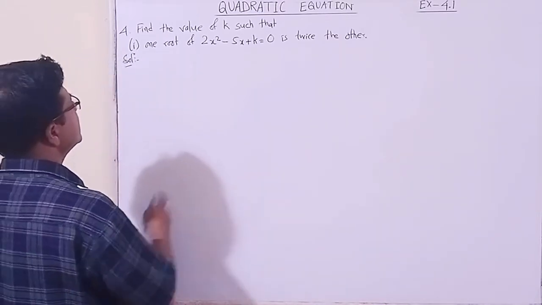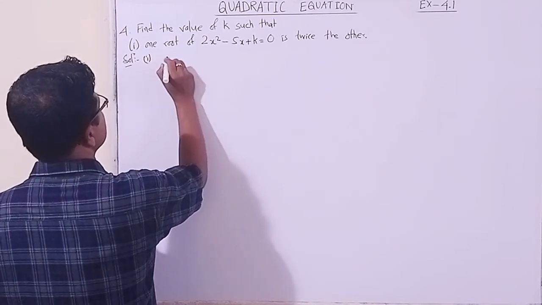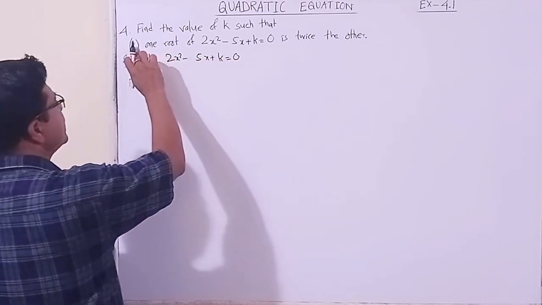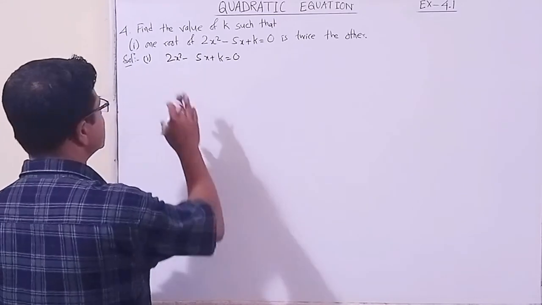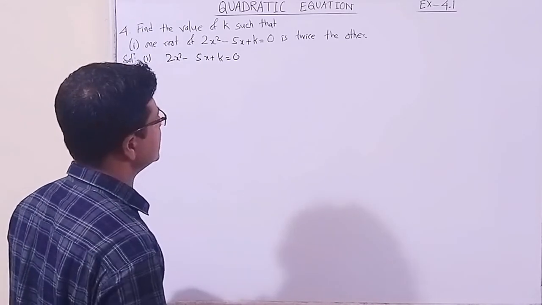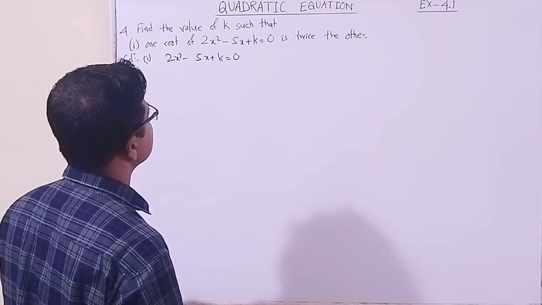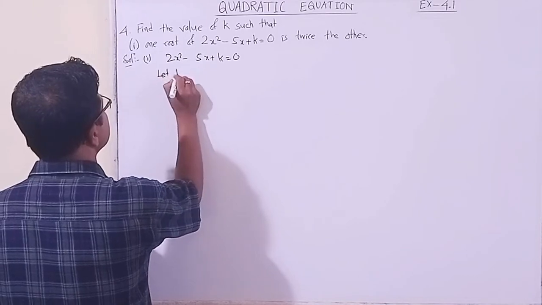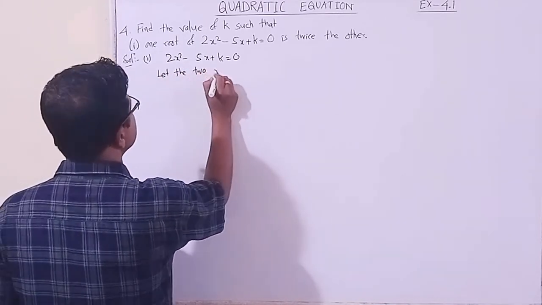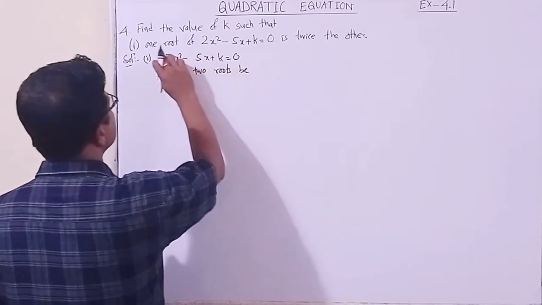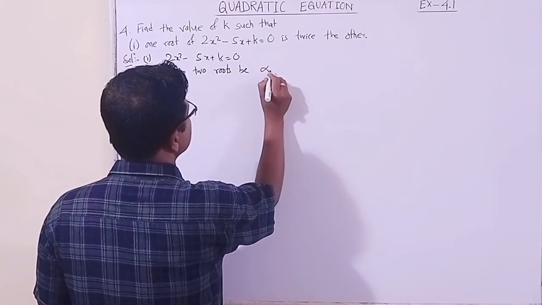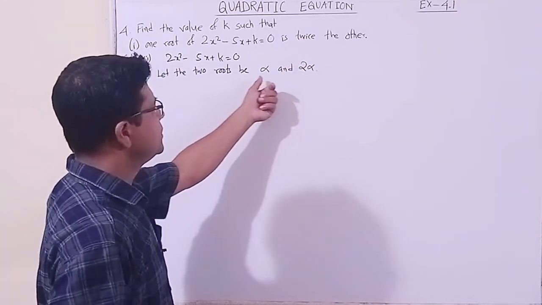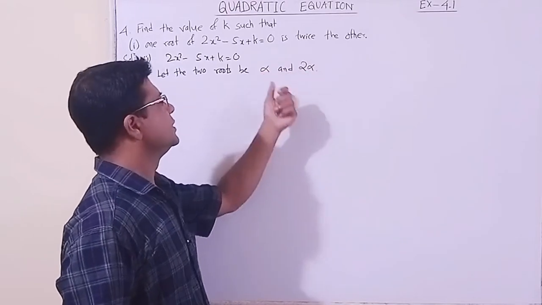So here the quadratic equation is 2x square minus 5x plus k equal to 0. This is one part, number 1. There is another one, number 2. This one is very short and that one is lengthy, that's why we will take it next time. Okay, so here let the two roots be, as said, one root is twice the other. One root is alpha and the next will be twice of this, twice alpha. Got it?